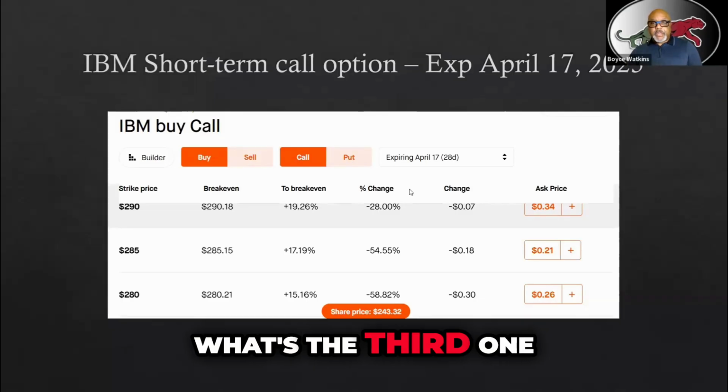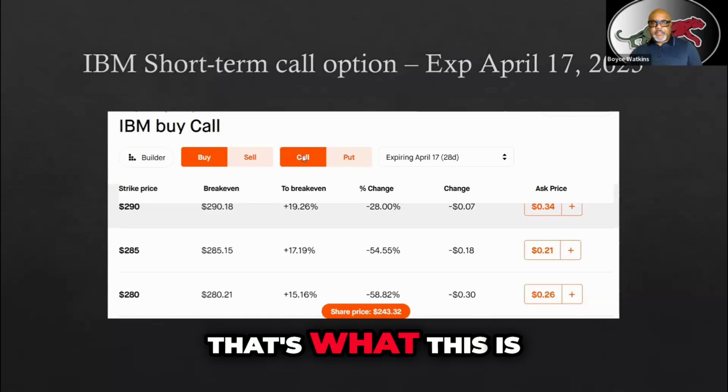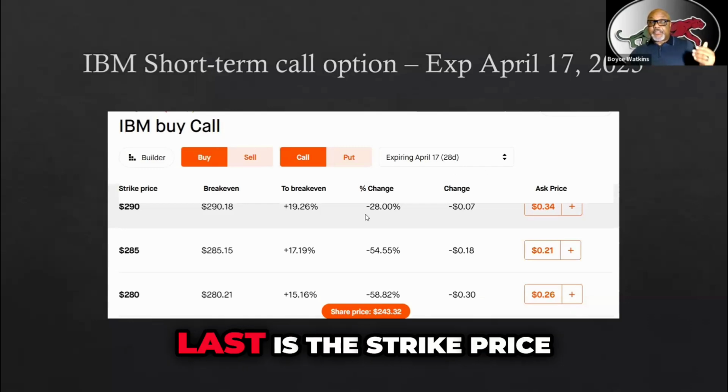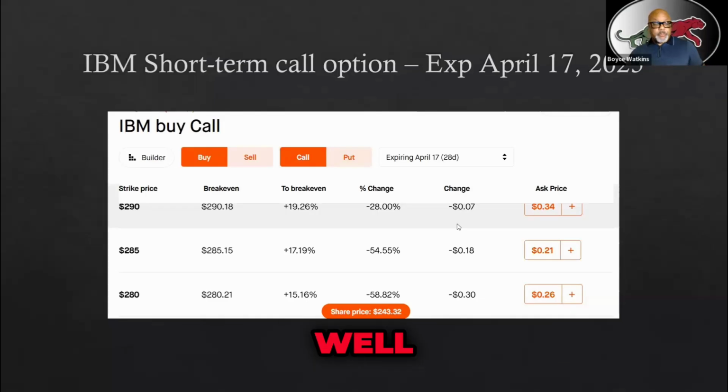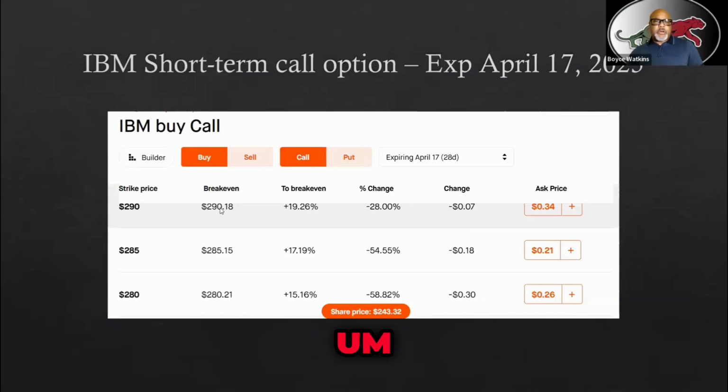And then what's the third one? Expiration date. Oh, there it is. April 17th, 28 days. That's what I tell you. 28D. That's what this is on Robinhood. And then so you got 4 out of your 5 variables. Last is the strike price. Well, remember the beauty of options is that you have options. So you got lots of options.